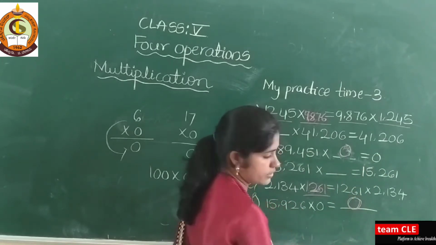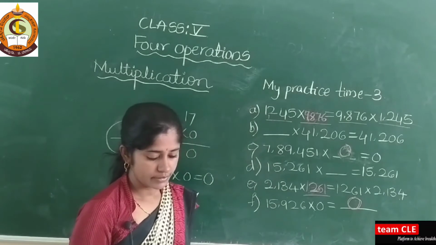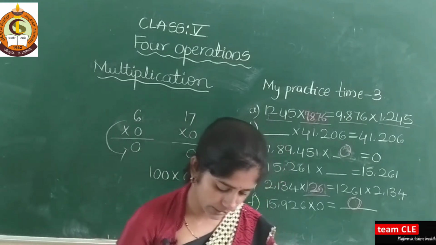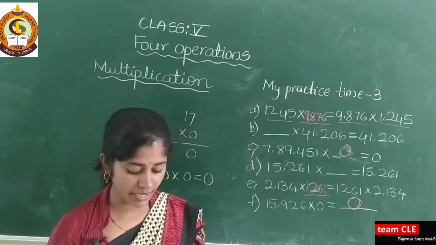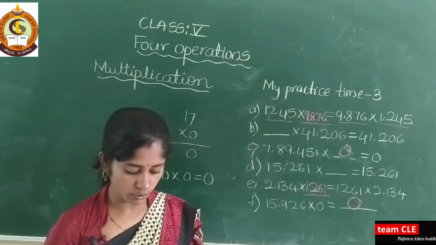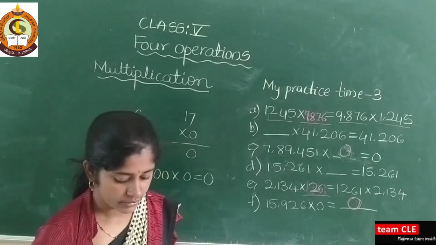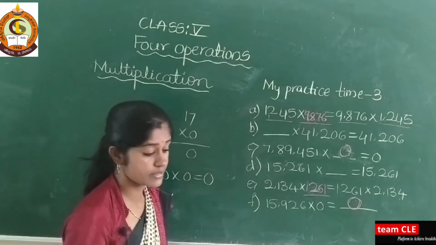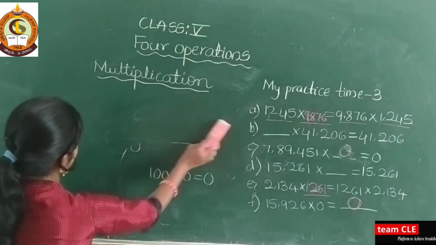15,926 into 0 is 0. Clear? Next, one more property will come, and that is: if 1 is multiplied with a number, the result is the number itself. Yes, you take any number.